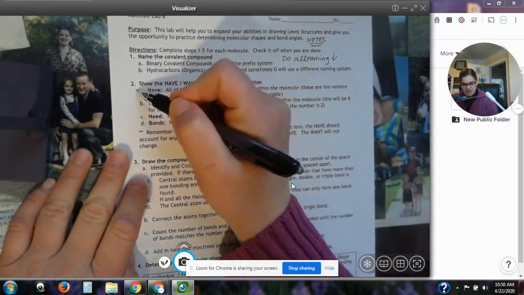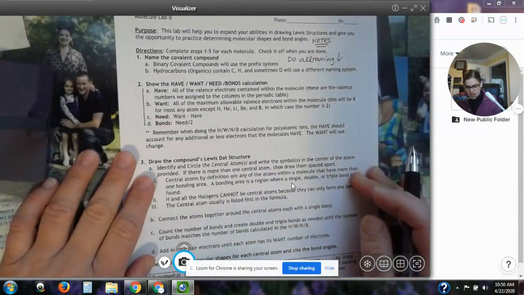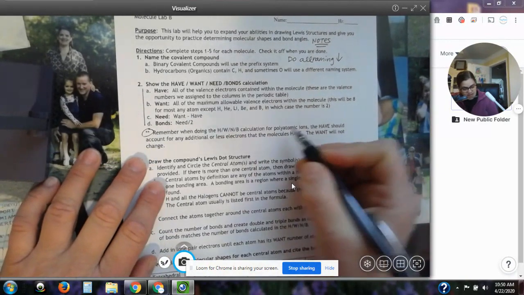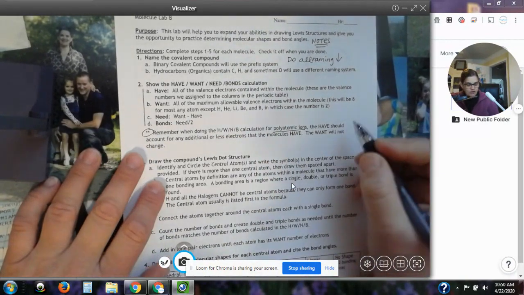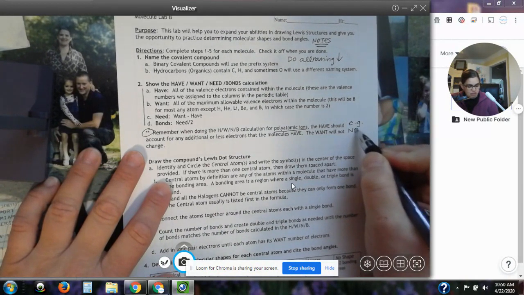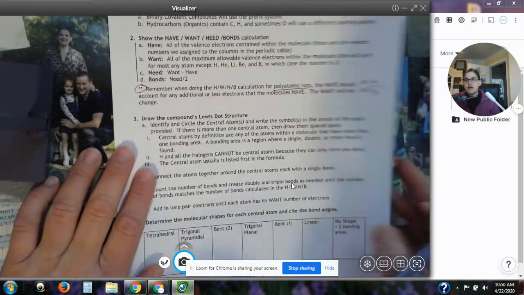You're going to need to do the have, want, need bond, as Miss Olson and I both went over for you. There is a very special note here for polyatomic ions. You're going to run into one of these at the end for nitrate, NO3-1. Hopefully you have that memorized, the name.